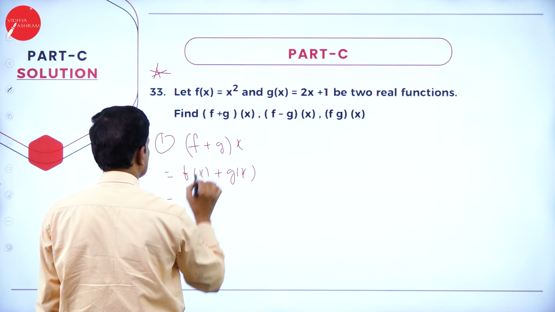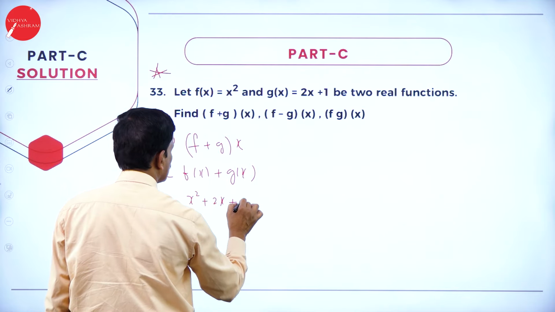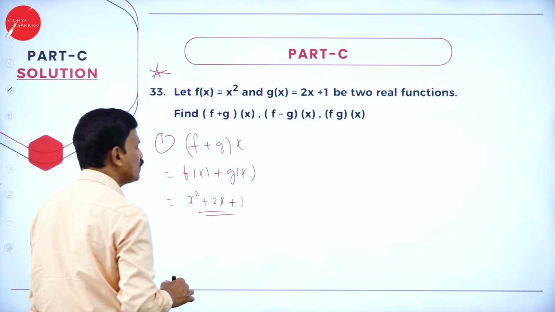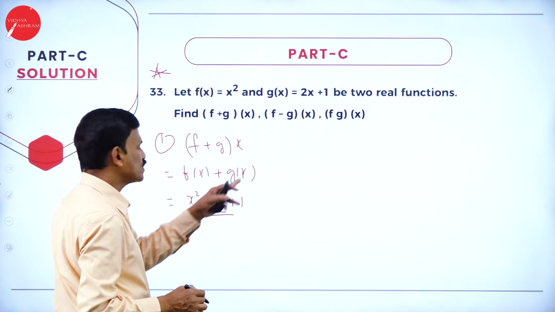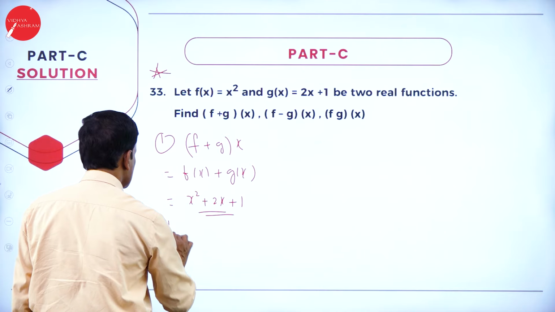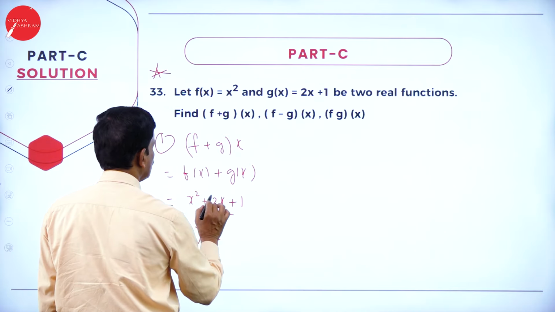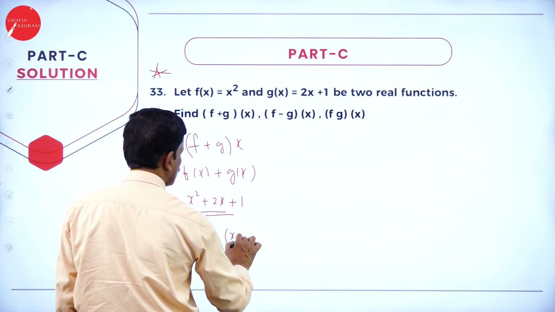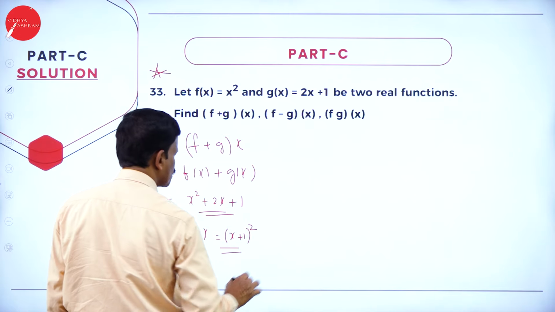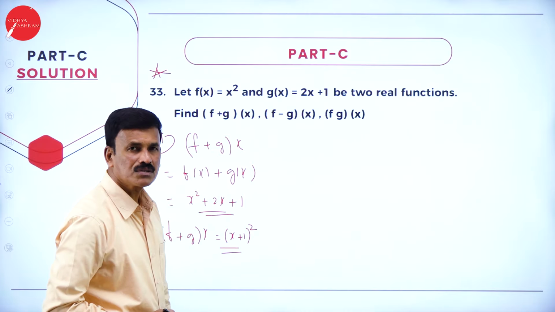Now, what is f of x? F of x is x square, and g of x is equal to 2x plus 1. So, f plus g of x is equal to x square plus 2x plus 1. If you want, you can write this as f plus g of x, since this is of the form a square plus 2ab plus b square, as x plus 1 of the whole square. A square plus 2ab plus b square, 1 square is 1.